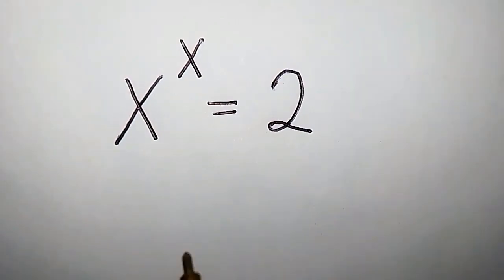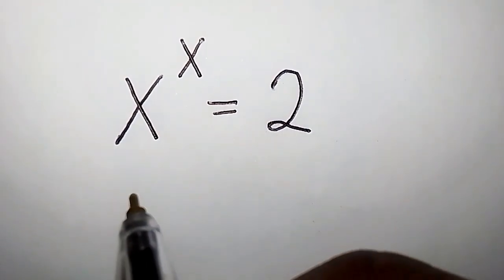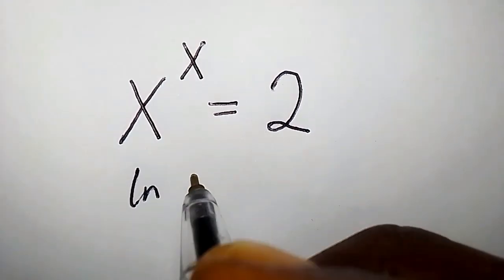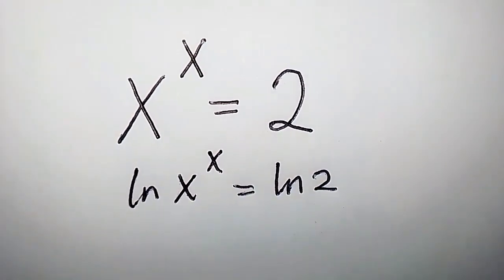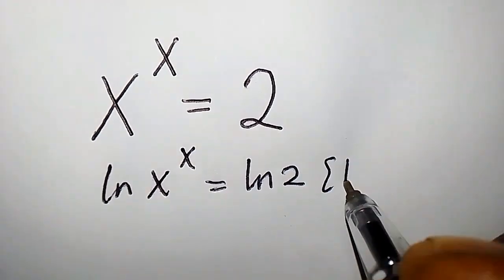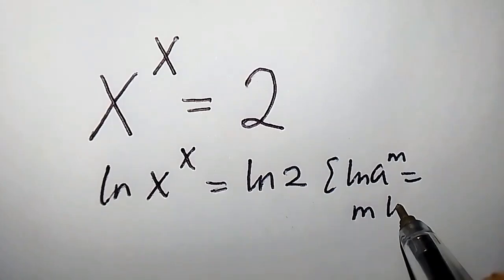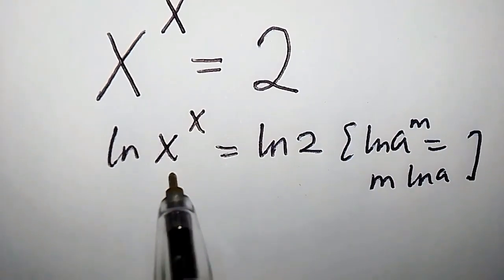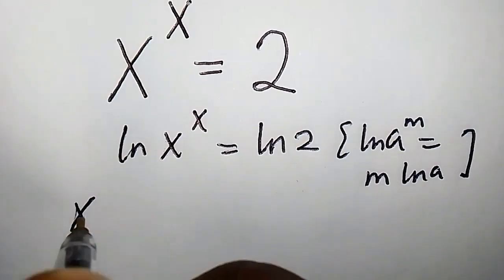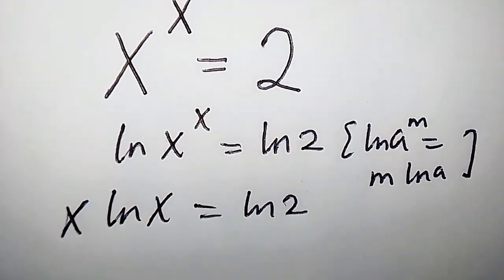How do we solve this equation? Let's take natural log of both sides. So we have ln x raised to x equal to ln 2. Recall that ln a raised to m is equal to m times ln a. If we apply this property on this, we have x times ln x equal to ln 2.